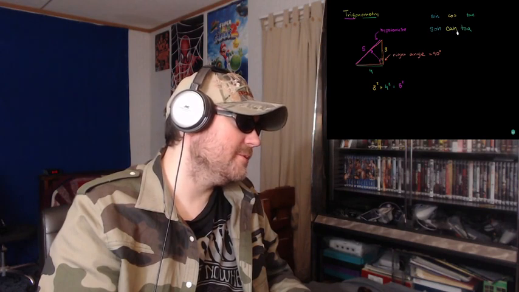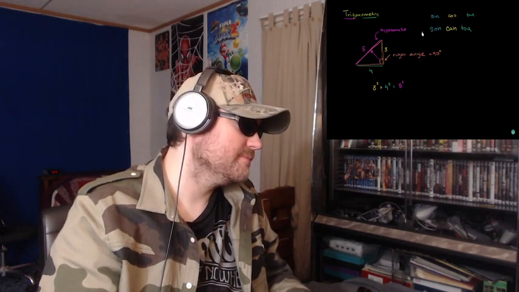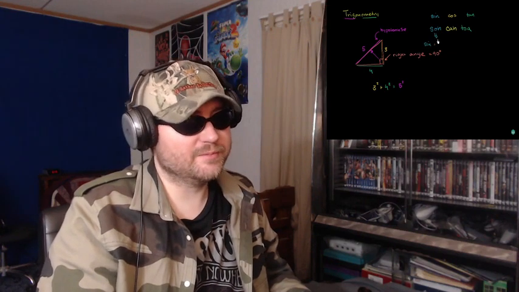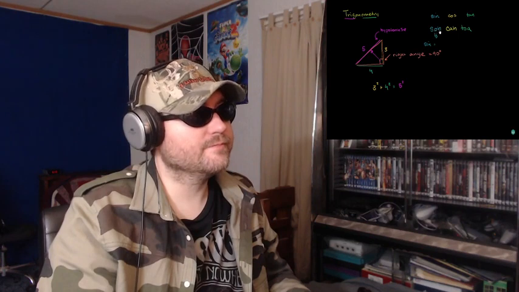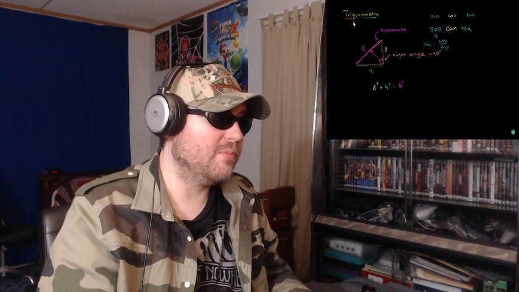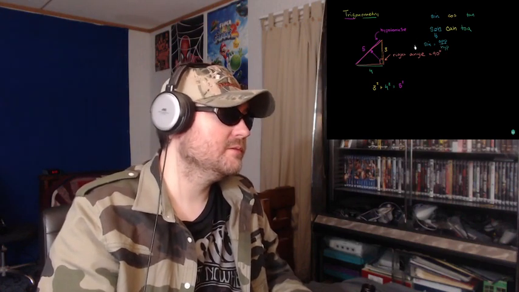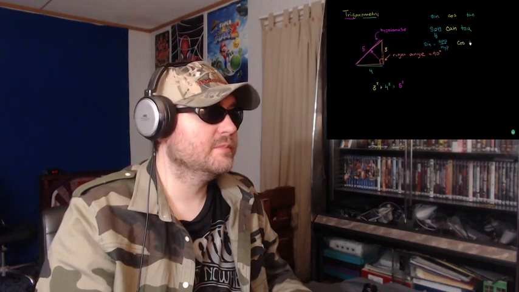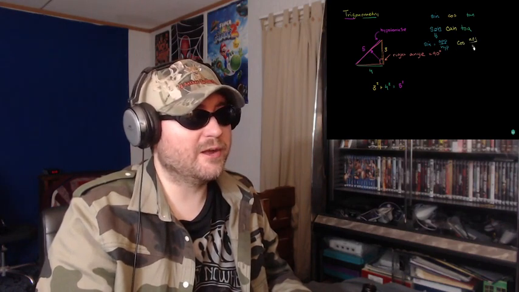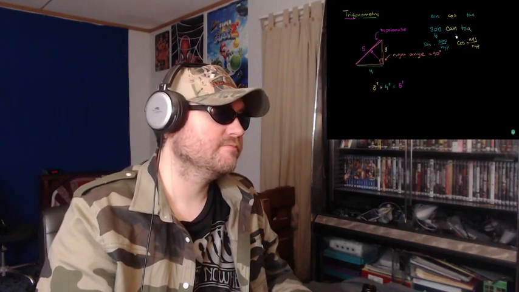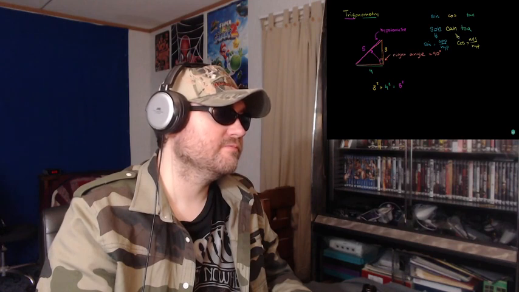So we have SOHCAHTOA. And what this tells us is that sine is equal to opposite over hypotenuse. Opposite over hypotenuse. And this won't make a lot of sense just yet. I'll do it in a little bit more detail in a second. And then cosine is equal to adjacent over hypotenuse. And then you finally have tangent. You have tangent.